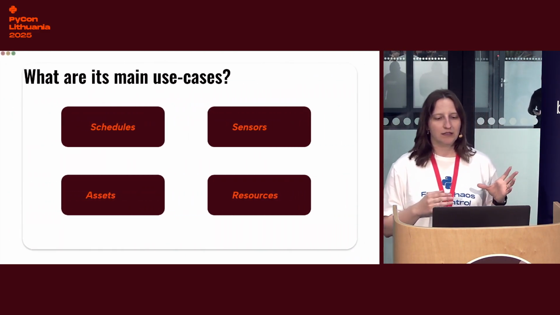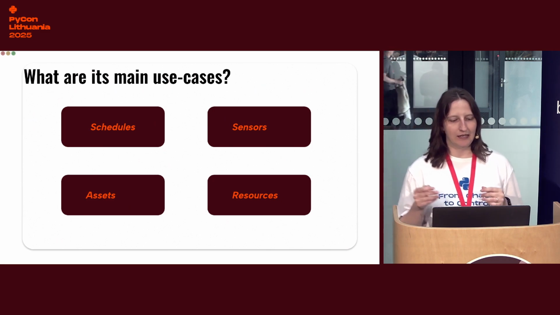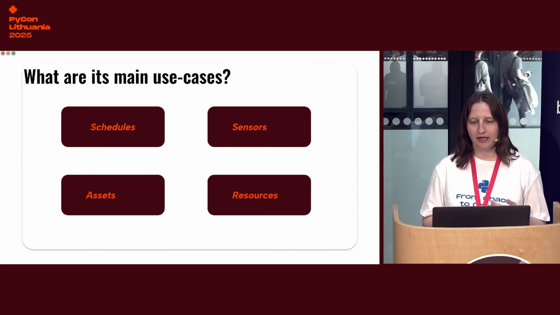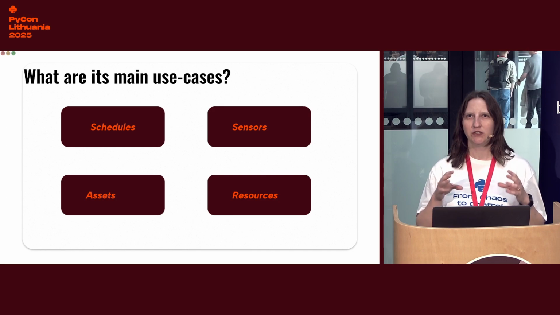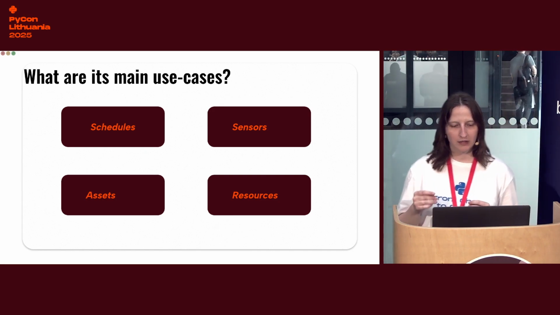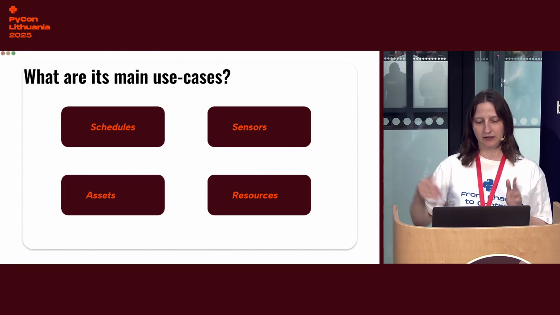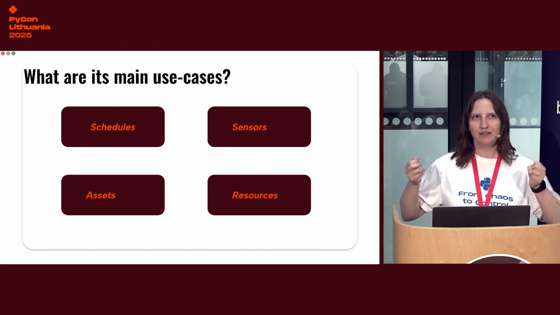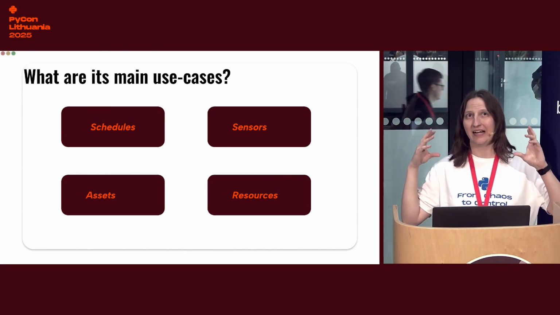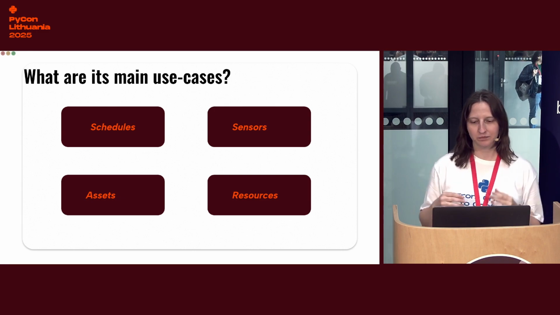Okay, let's go to the use cases. There are more than these four. I only brought these four because these are the ones that I use the most, daily. We have schedules, meaning something needs to happen at a certain point. We have what they call assets, but an asset is basically a table or a file somewhere.